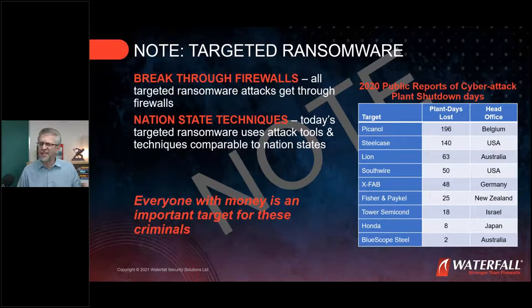A lot of these attacks are really very sophisticated. Today's targeted ransomware groups, a lot of them are using the same tools and attack techniques that nation-state actors used only 4 or 5 years ago. And I can't count how many times I've heard someone say, oh, but why would a nation state come after me? I'm not important enough to be a nation state target. Well, today the question is not if we're important enough. The organized crime groups don't care if you're important. They're going after anybody with money. If we have money, we are targets.